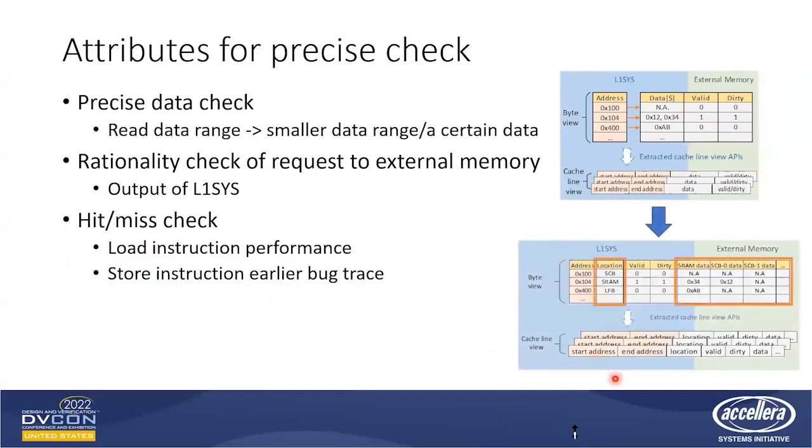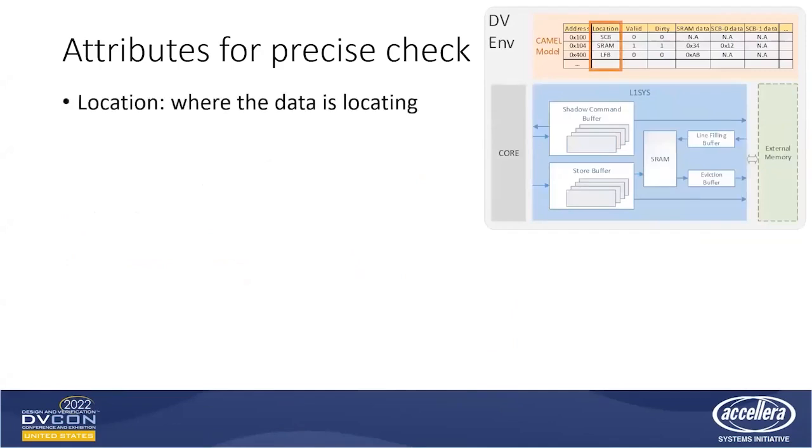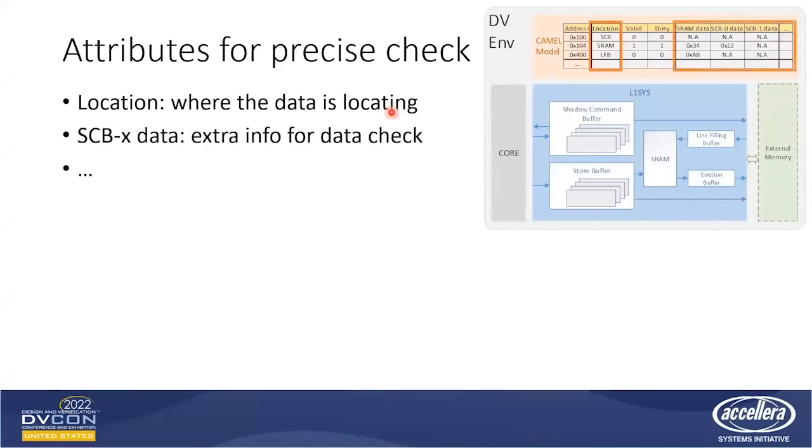So we add these attributes, location, and some other data space to achieve these checkers. And next, I will introduce how this is achieved. First is location. As the word represents, it means where the data is located. And then is shadow command buffer data. This offers extra space for data check. And other attributes can be added in the CAMEL model if needed.